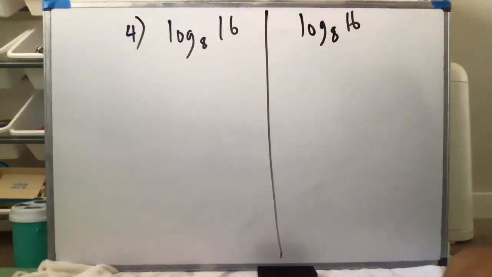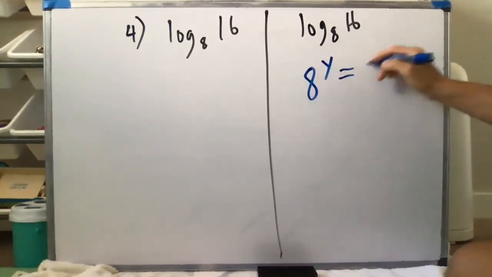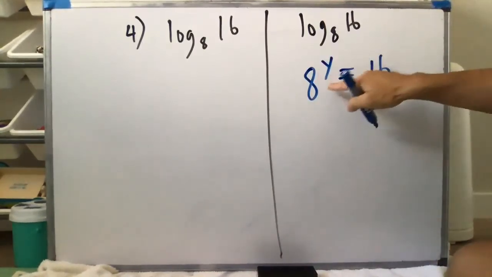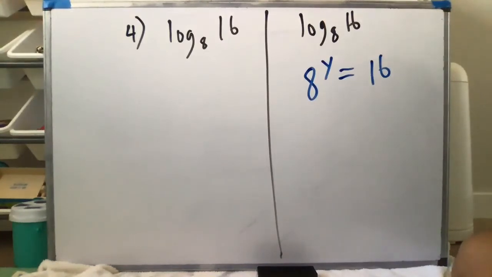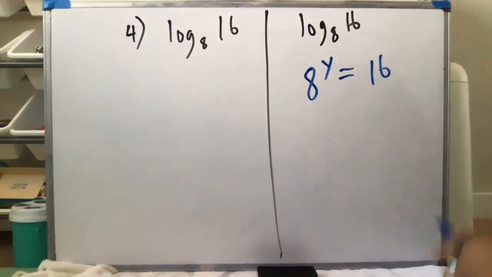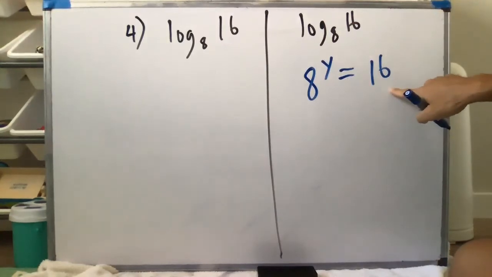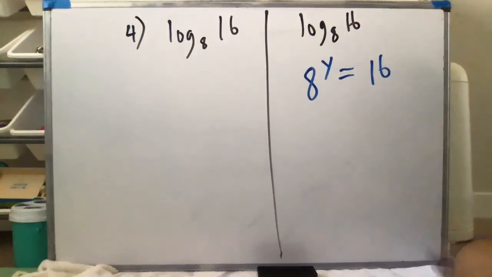The old way was to look at it definitionally. By definition, that says 8 to some value y is equal to 16, and you're trying to figure out what this y is. That's the definition of a log function. To solve this, it's not clear right off the bat, because 8 to the second power is already 64. That's too big. So y turns out to be some kind of fraction to get to 16.